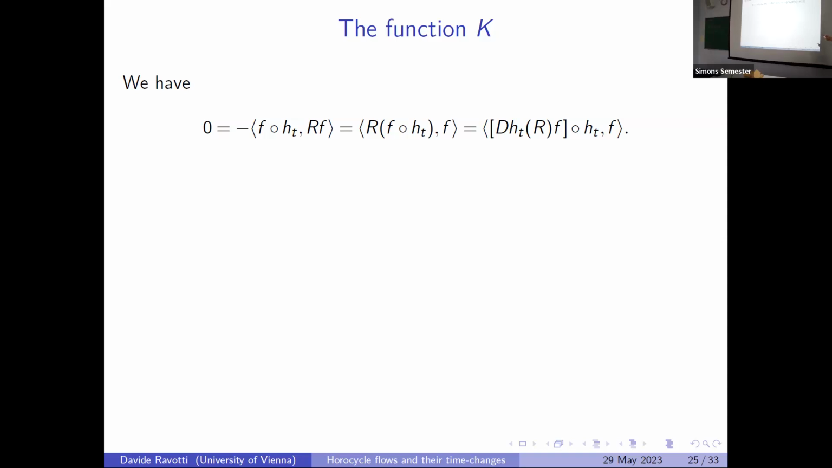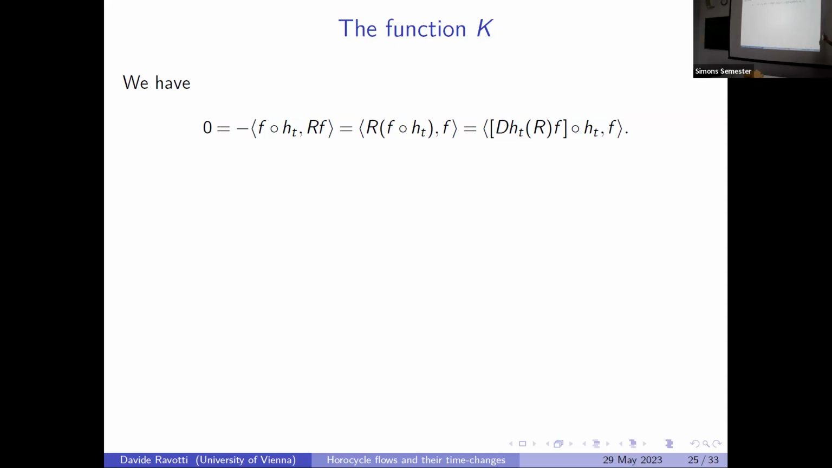So this is the derivative of a composition. By definition, I can rewrite this as the differential of the time t map of the horocycle flow applied to the derivative R of the function f, and then composed with h_t. So is the first step clear? I can take the derivative and put it on the other side, just by changing the sign. And now here I have the derivative of a composition. So by the chain rule, this is the differential of this operator applied to this vector, applied to f composed with the dynamics.